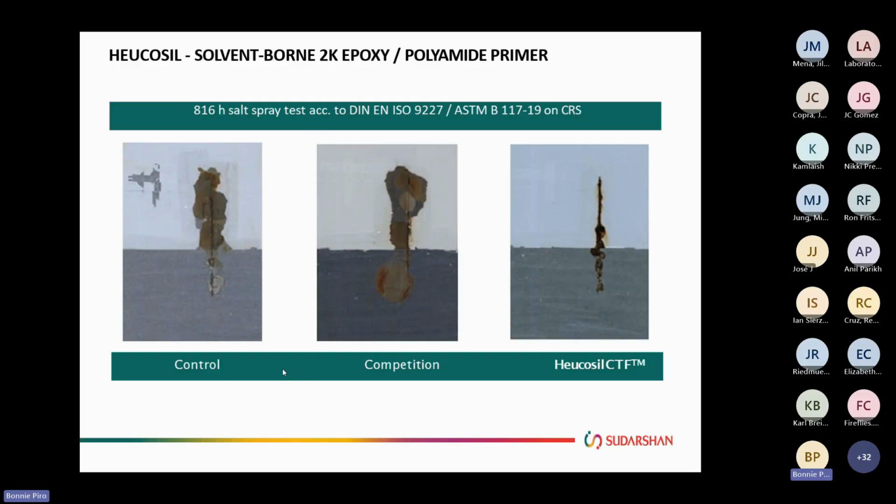And again, some examples. So we have the control on the left. We do have a competitor right there in the middle, and the Hoykosil CTF is on the right-hand side. So you can see some improvements in the corrosion resistance for these as well. So the crosshatch is very much improved, as well as the scribe.